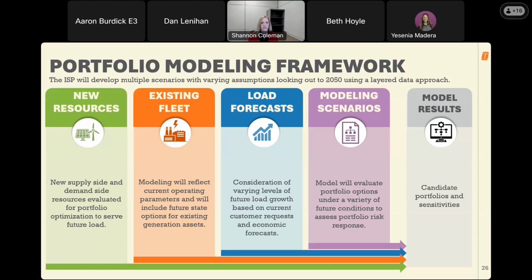The resource modeling, sometimes called capacity expansion modeling, looks at all possible new resource options to determine what types of resources, in what size, and in what year need to be added to our system to serve our expected future load. So we'll review the new resource technologies, both the supply side and demand side options, to be evaluated by the model to support customer needs into the future.